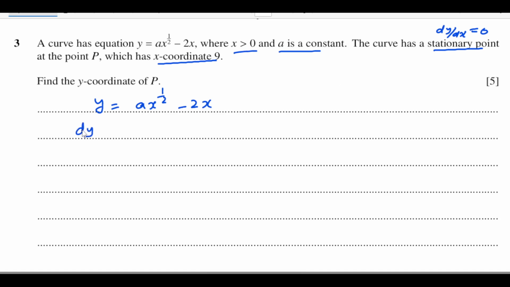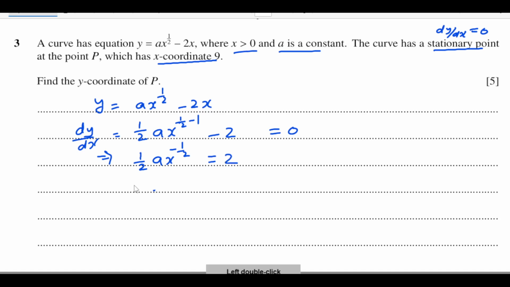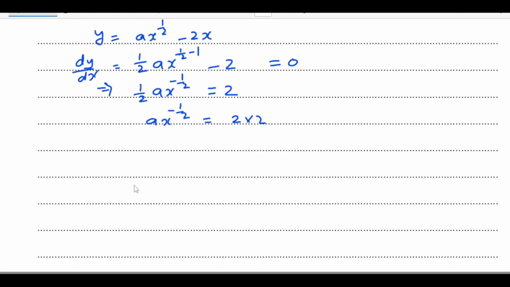So first of all I will find d/dx here. That is going to be half a x power half minus 1, minus 2. For the stationary point this is going to be equal to 0. So that means half a x power minus half equals 2. So a over x power half is equal to 2 times 2, that is 4. So I can write it down, a over x power half is equal to 4.